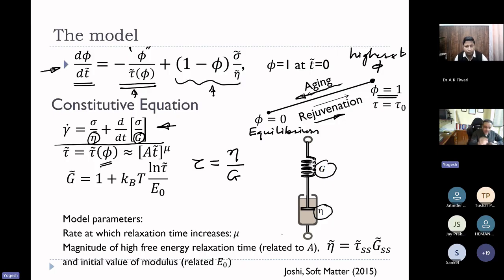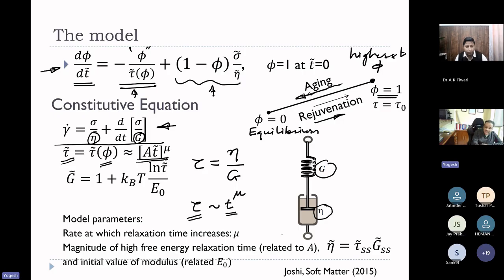Something important that we keep here is this time scale, the inherent time scale of a material. We consider it to have a power law dependence on time. So the time at which structure evolves, we consider it to be power law dependent on the real time.